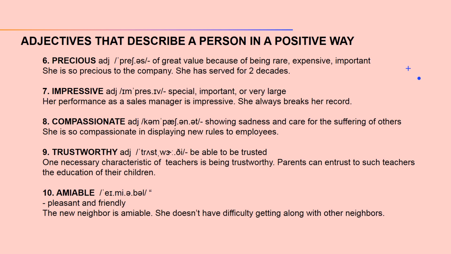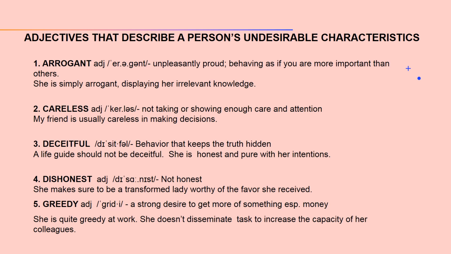Memorizing and understanding words help you appropriately identify your point and be able to provide relevant explanations when answering questions. Adjectives that describe a person's undesirable characteristics. 1. Arrogant, unpleasantly proud, or behaving as if you are more important than others. She is simply arrogant, displaying her irrelevant knowledge. 2. Careless, not taking or showing enough care and attention. My friend is usually careless in making decisions.